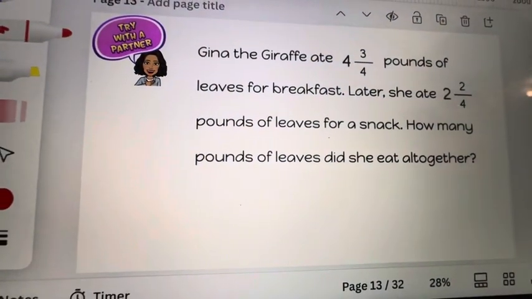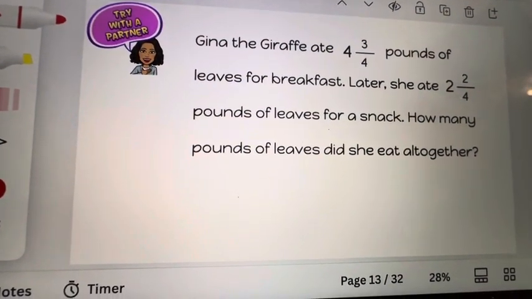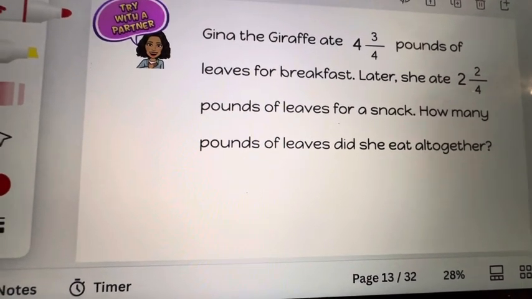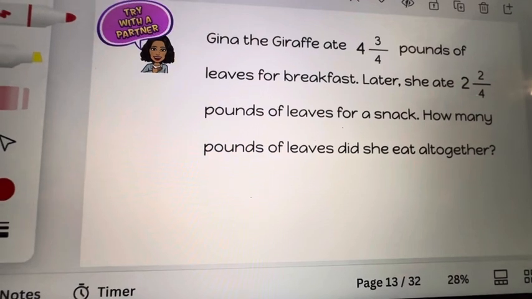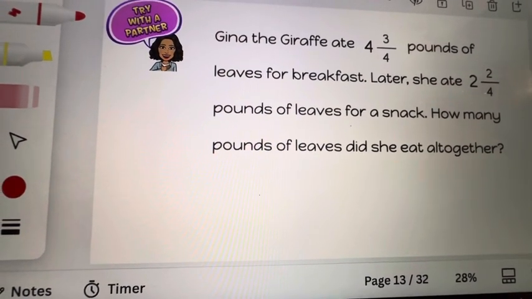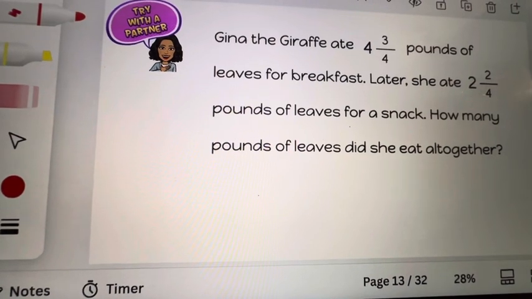All right, Gina the giraffe ate 4 3/4 pounds of leaves for breakfast. Later, she ate 2 2/4 pounds of leaves for a snack. How many pounds of leaves did she eat altogether?